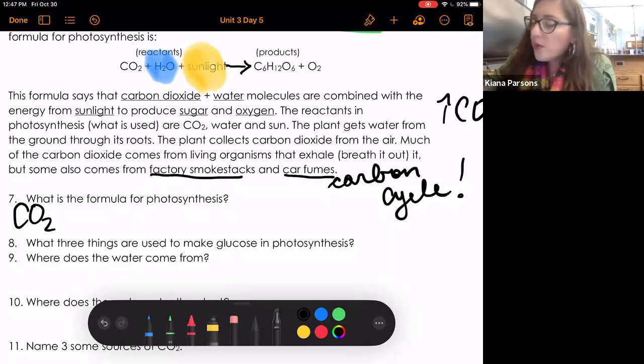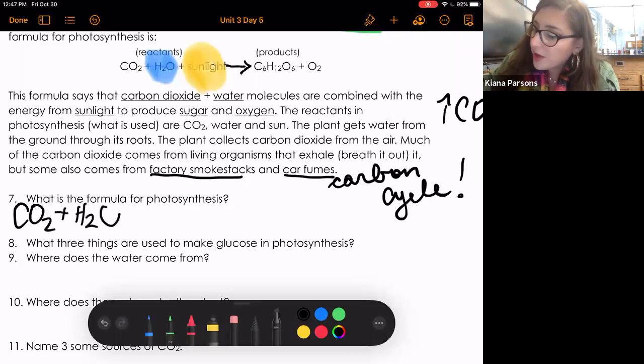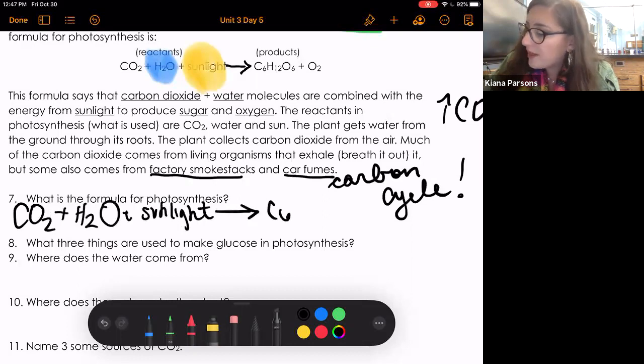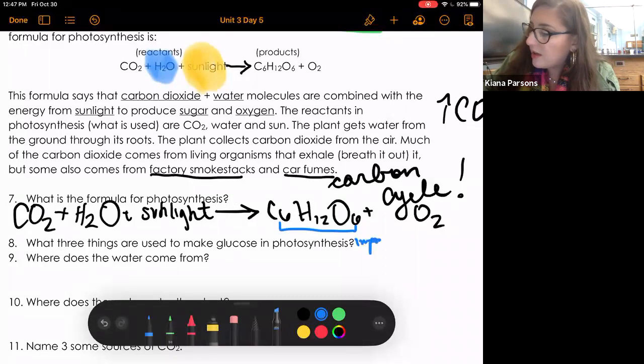But what is the formula that creates the oxygen that we like from these plants? It is carbon dioxide plus H2O, water, plus sunlight yields glucose, and this is the important thing for the plants, and O2. And so this, glucose, is important for the plant. But then this, oxygen, is important for us.